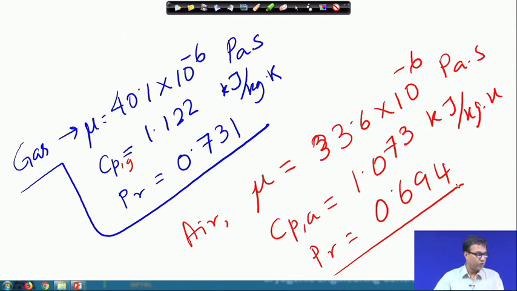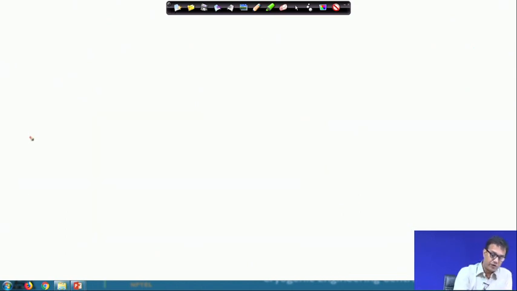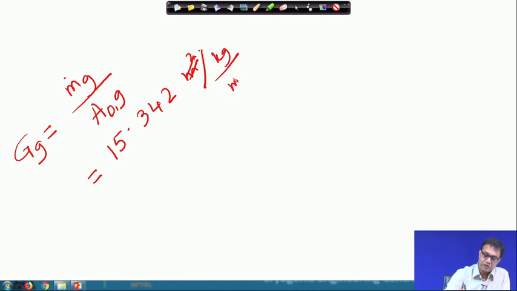Based on these values we can now calculate the mass velocity for the gas side, Gg, which equals m dot g divided by the free flow area for the gas side. Both the parameters are known, so we can find it to be 15.342 kg per meter square per second.